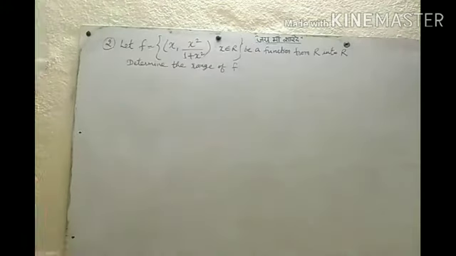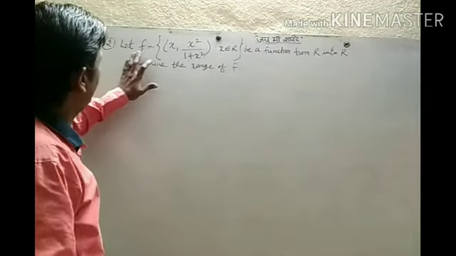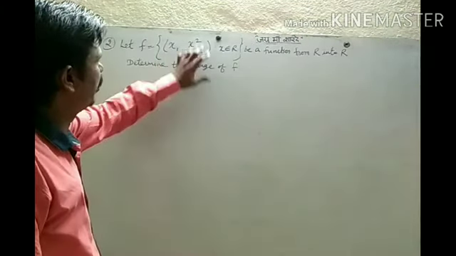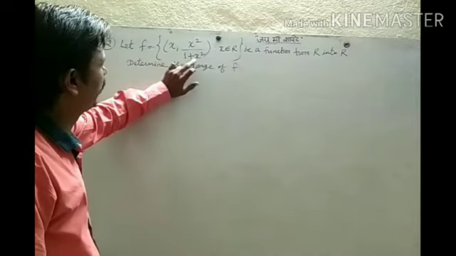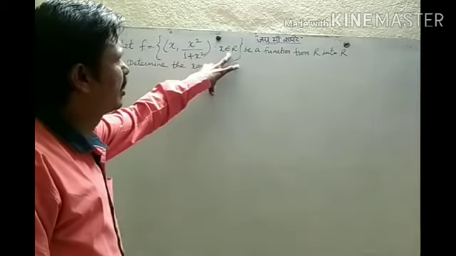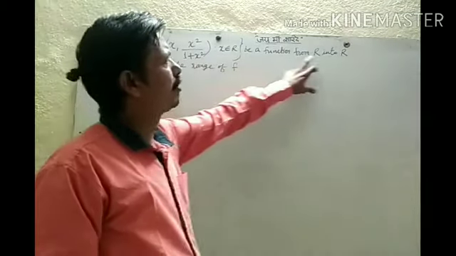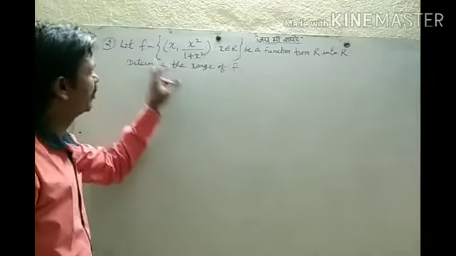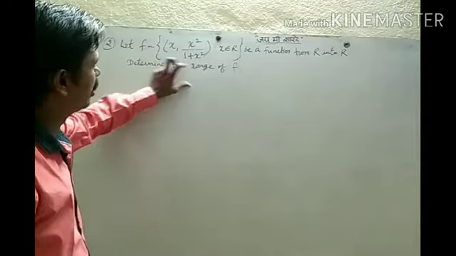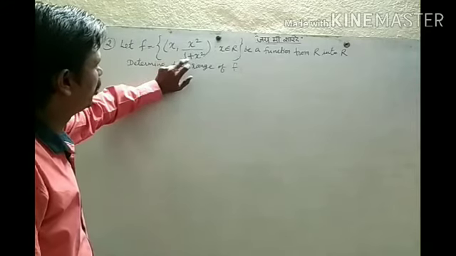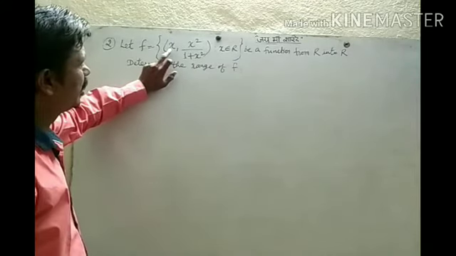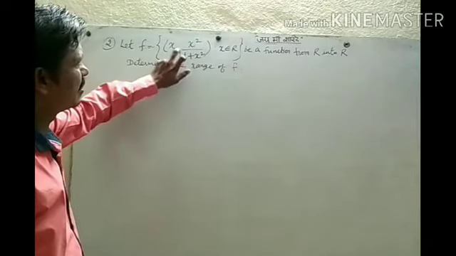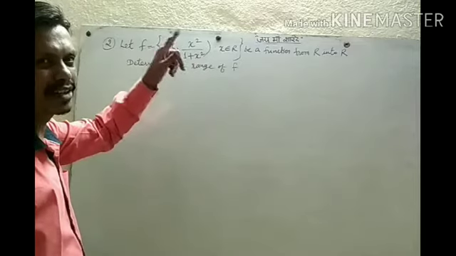Okay? Now the question is: let f be the set of pairs x comma x square by 1 plus x square, such that x is a real number, be a function from R into R. Then what is the range of this f? Your function is defined like this: a pair x comma x square upon 1 plus x square. It means the image of this x is this. The image of x is y.